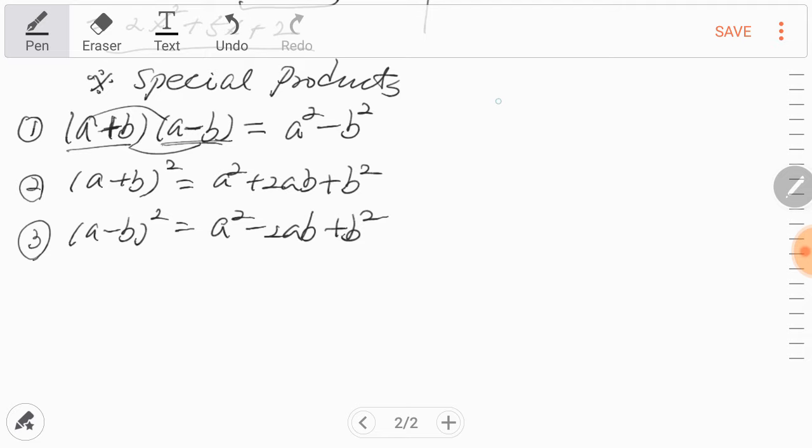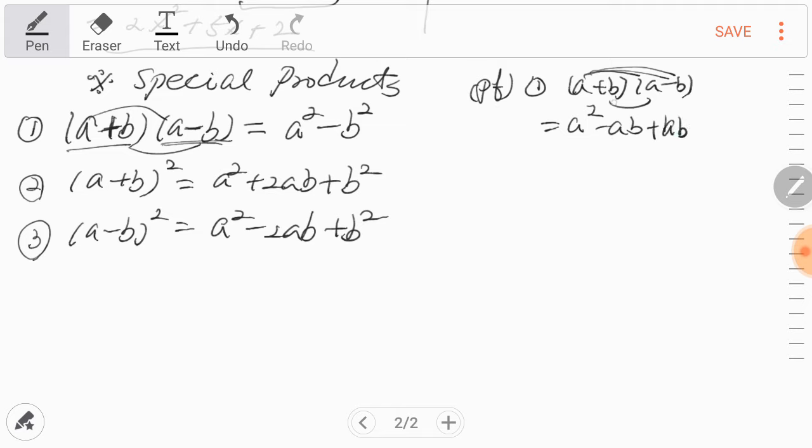Okay, let's prove why we get this. So a plus b times a minus b. Multiply using the FOIL method. a squared, then a times b is plus ab or ba, and ba is equal to ab, right? And then minus b squared. So minus ab plus ab cancel out. We get a squared minus b squared.